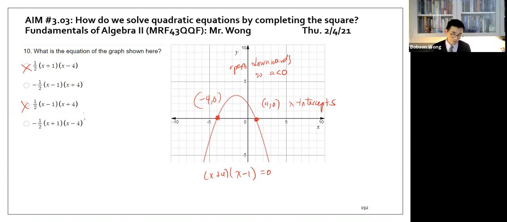The sign flips because when we set them equal to 0 to get the x-intercepts, we will get x minus 1 equals 0, so x equals 1, x plus 4 equals 0, so x is negative 4. And so this is the equation of the graph so far. The 1/2 is given to us since they're all the same in all 4 choices, and it has to be negative because the parabola opens downwards.